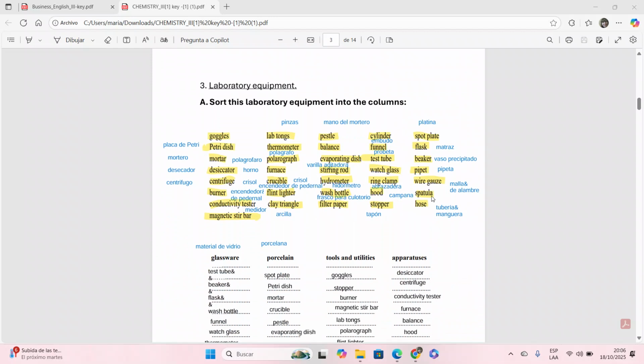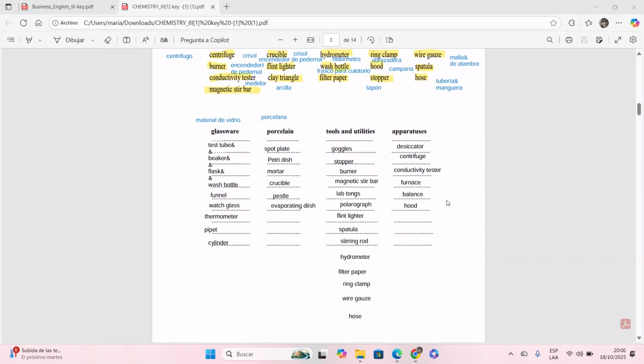3. Laboratory equipment. Sort this laboratory equipment into the columns. Glassware: test tube, beaker, flask, wash bottle, funnel, watch glass, thermometer, pipette, cylinder. Porcelain: a spot plate, petri dish, mortar, crucible, pestle, evaporating dish.